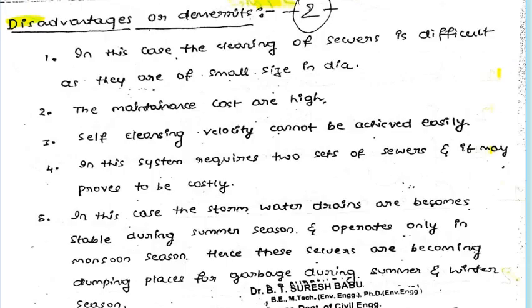Okay. Again same thing. If you provide a separate sewerage system, what are the disadvantages or demerits? These things are very important. In case of cleaning of sewers, it is very difficult as they are smaller in size, and maintenance costs are very high. You also have to make double excavation, because laying is also one cost they will charge. The labor charges are one for excavation, another for laying. After laying you have to close the soil, and that is also charged.